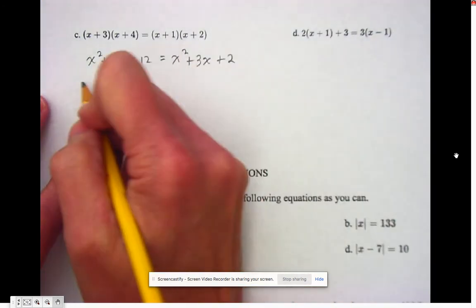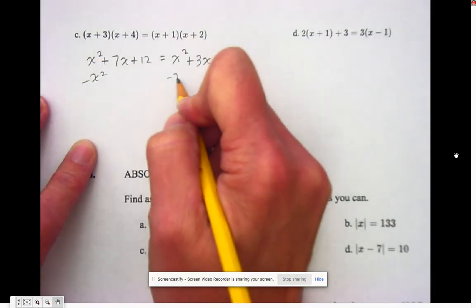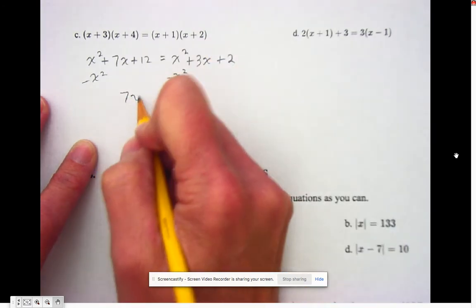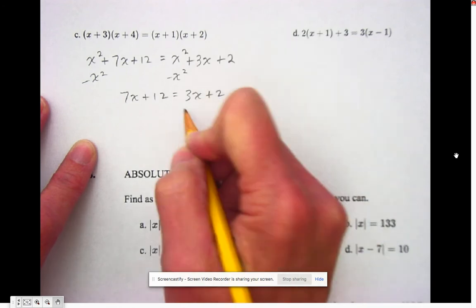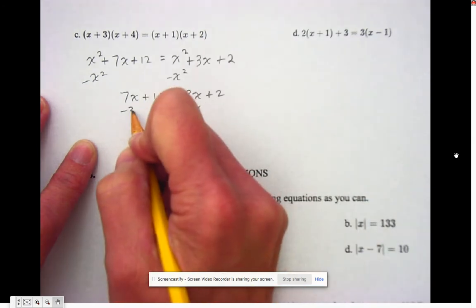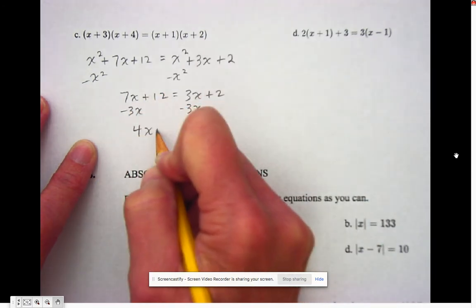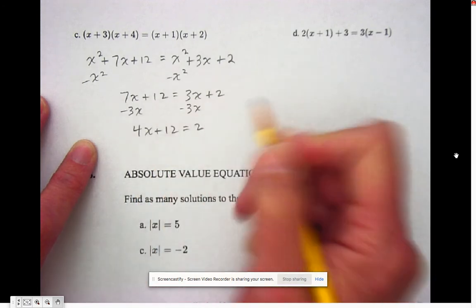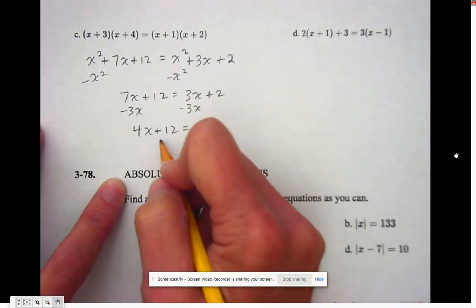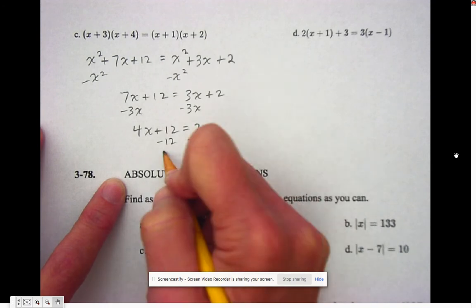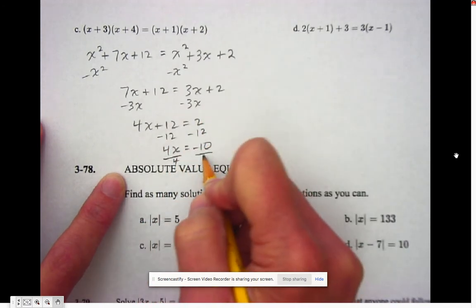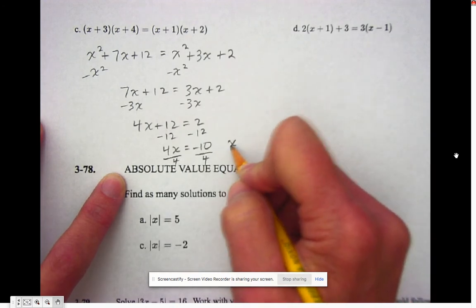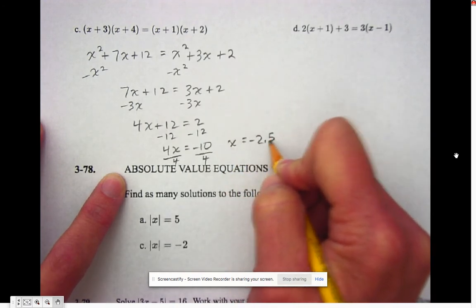All right, so I'm going to subtract x squared from both sides. So I get 7x plus 12 is equal to 3x plus 2. I'm going to subtract 3x from both sides. So 4x plus 12 is equal to 2. I'm going to subtract 12 from both sides. So 4x is equal to negative 10. Now my last step, I'm going to divide by 4 to isolate my x. X is equal to negative 2.5.